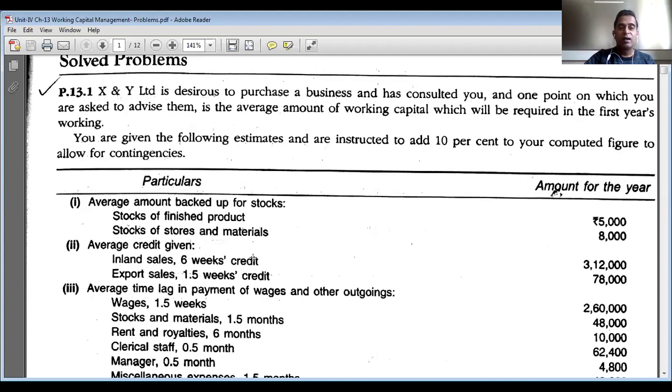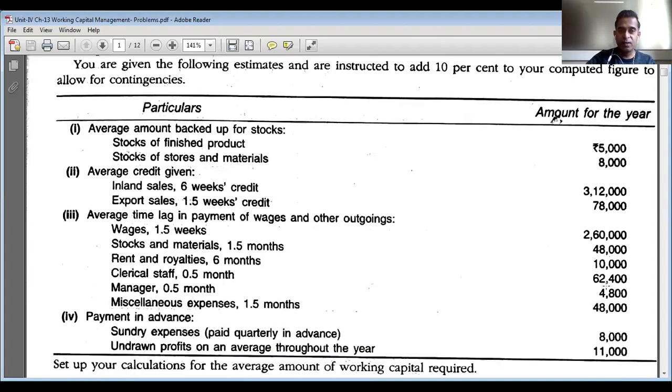And the amount required to finance debtors within the country is 3,12,000 rupees. And the amount required to finance the customers outside the country is 78,000 rupees. So these amounts are readily given. You need not calculate it.